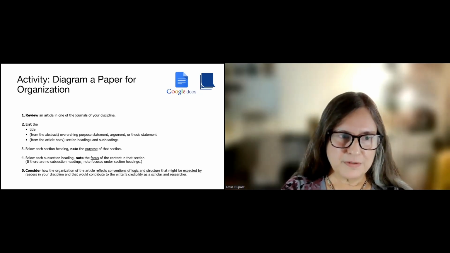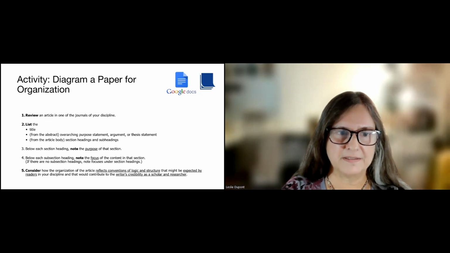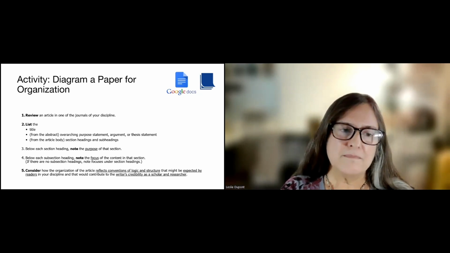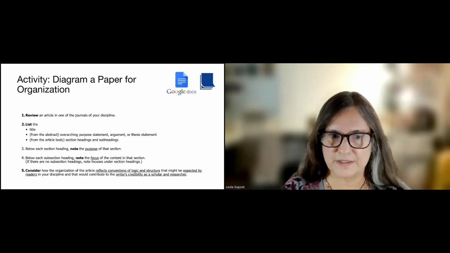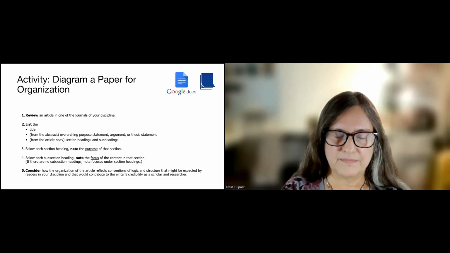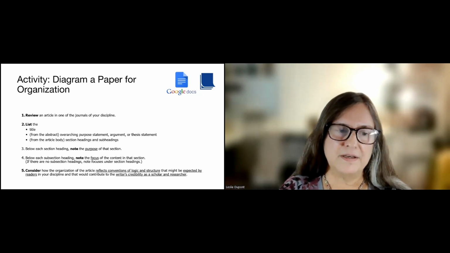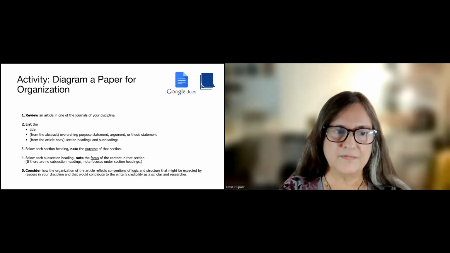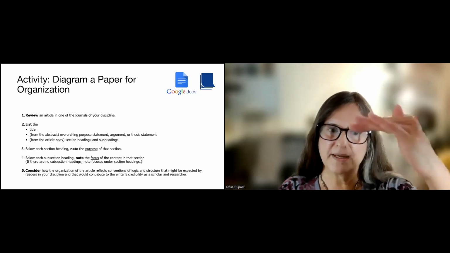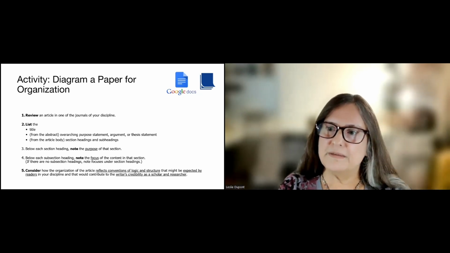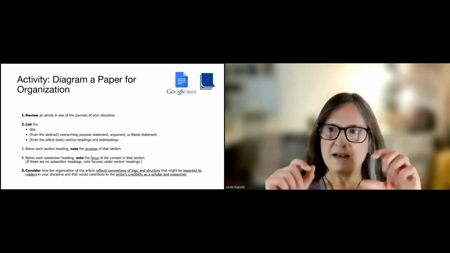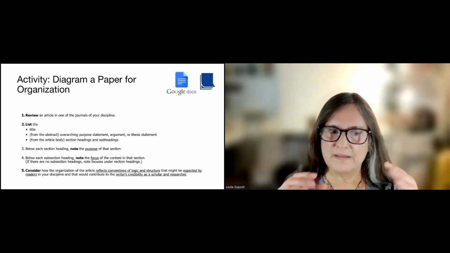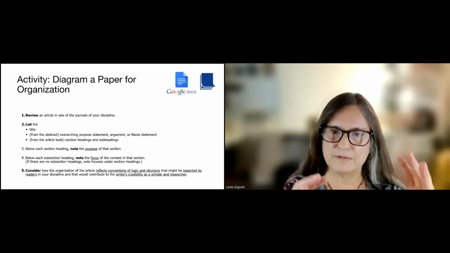And then under each section heading, make a note of the purpose of that section. Once you do that, you're going to look under each subsection heading and note the focus of the content in that section. And if there are no headings that break subsections down, look at paragraphs and how they expand on the content in that particular section.